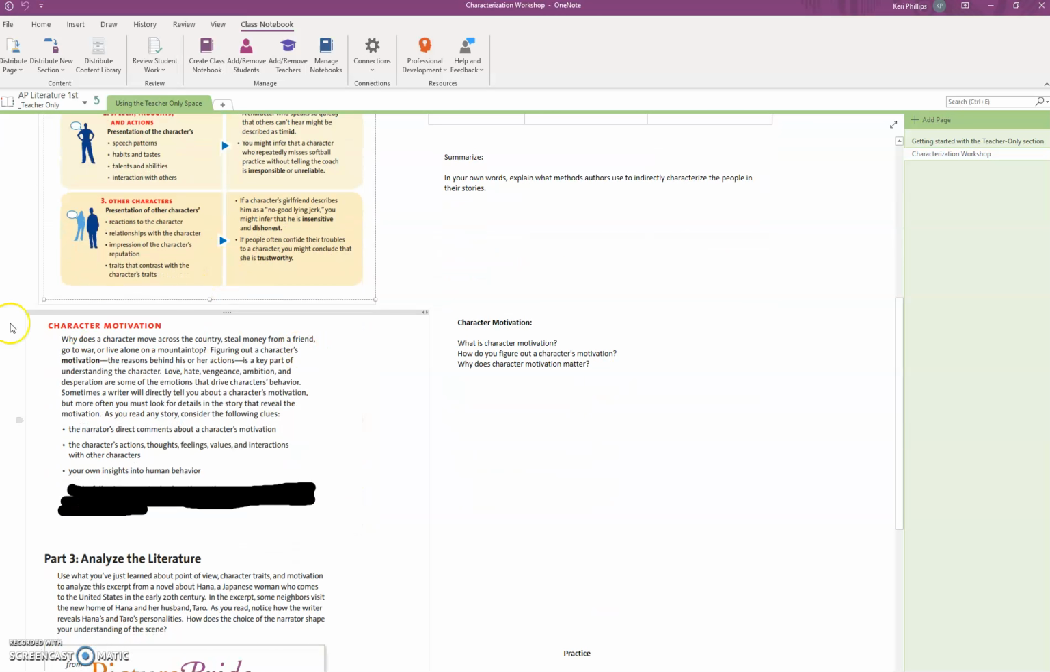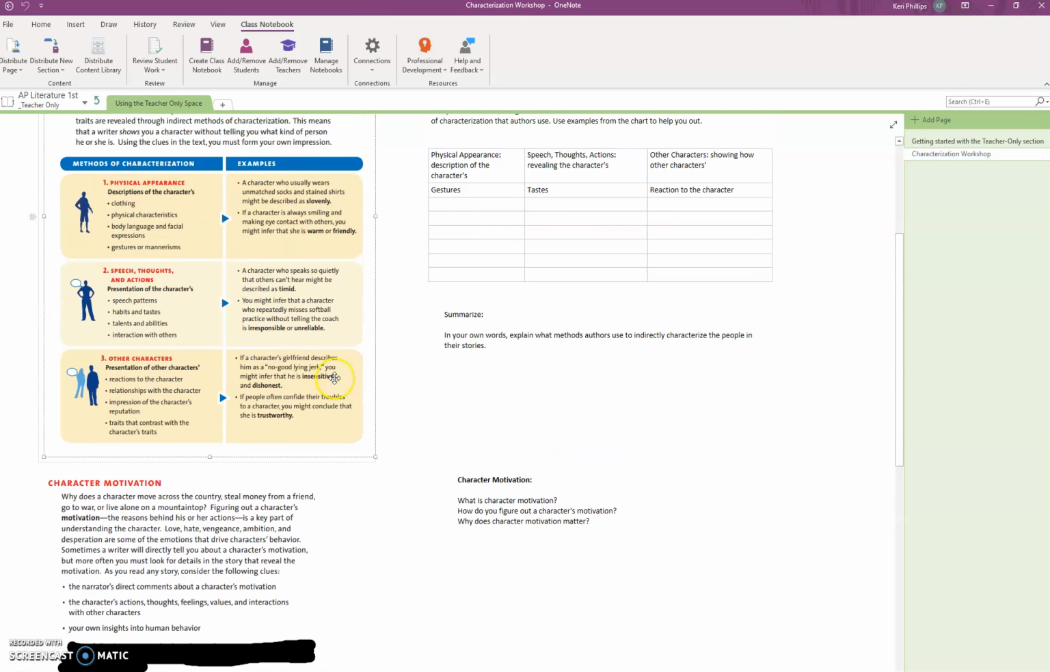And then second, character motivation. Character motivation is a big deal. Character motivation is really going to help us understand why the character does what they do. Why did they get into the main conflict in the story in the first place? What about their personality is driving them? Are they afraid of being rejected? How do you know that? What happens in the story that makes you think they're afraid of being rejected?